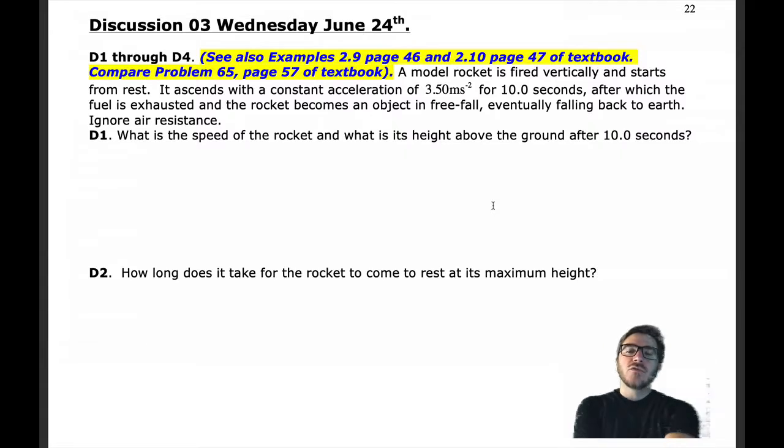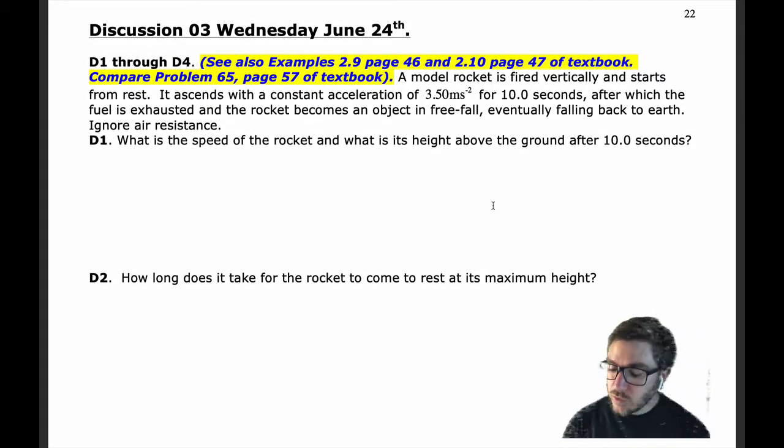Last week we talked about some basic kinematics and derivatives. This week we're going to talk about using the kinematic equations in one dimension for some rocket problems. Okay, so let's just get right to it.